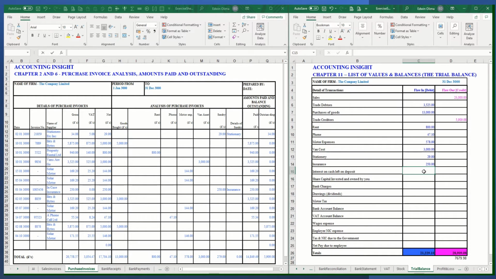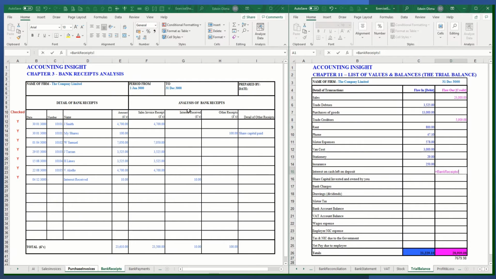And then we got here, interest on cash left on deposit. By providing the bank with cash in the bank account, we've given the bank money that they can lend out, and for that they pay us interest. So it's the value of our service of lending to the bank. So that will be a credit, and we would get that from our bank receipts analysis. If you remember, click on bank receipts, you can see interest received there, £10.